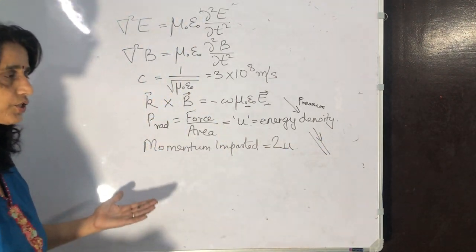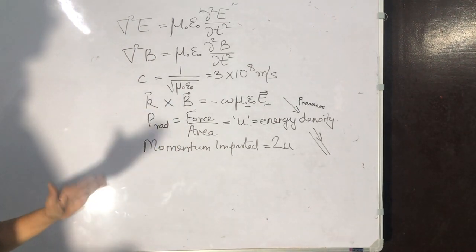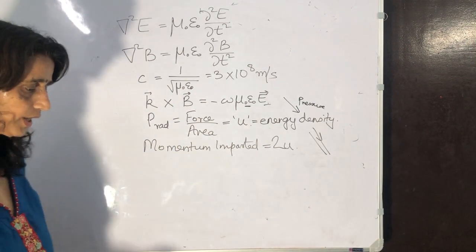So momentum, how much did it impart? U minus u, so 2u, twice of it.